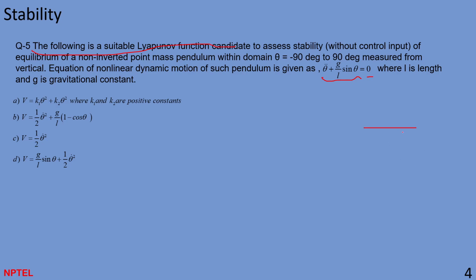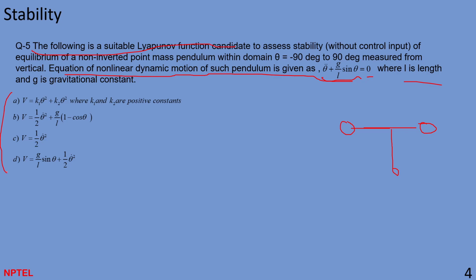So there is a point mass pendulum, which can go from minus 90 to 90 degrees. Its domain is already given, it can go from here to here, measured from the vertical. The equation of nonlinear dynamics of such a pendulum is given, where L is the length and g is the gravitational acceleration. You need to tell me from these options which Lyapunov function is the stable Lyapunov function.